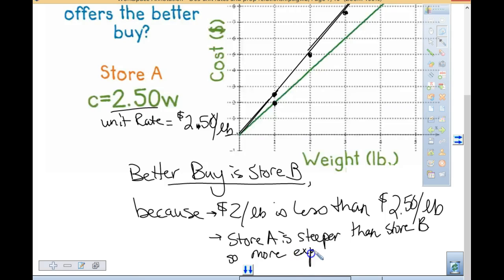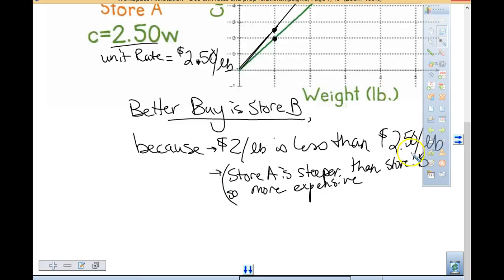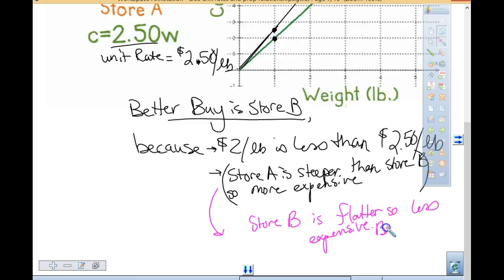Please write down this reason. This reason right here, and this one could be used interchangeably. You could say store B is flatter, so less expensive. Better buy, right? That's what we're trying to find, our better buy. Okay? So there's two different ways that you can always write that when you are looking at that.